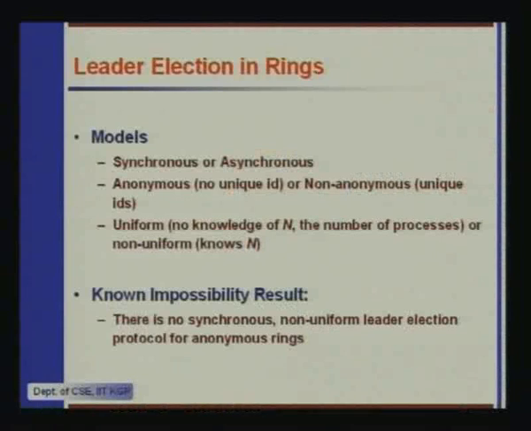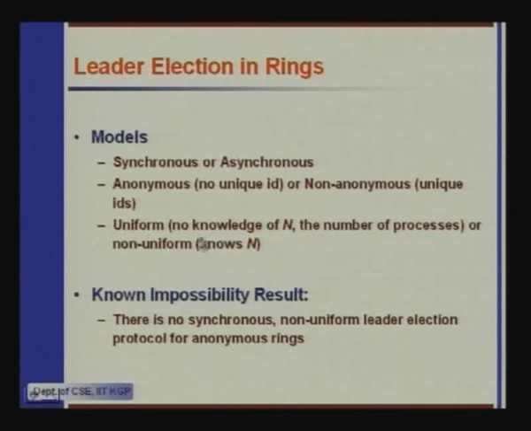We will look at anonymous and non-anonymous models. This is very important. Anonymous model means that processes do not have any unique ID, and the non-anonymous model means that every process has a unique ID. Okay. Every process has a unique ID. Now, we are going to come back to this issue, because this is a very important issue between anonymous and non-anonymous models.